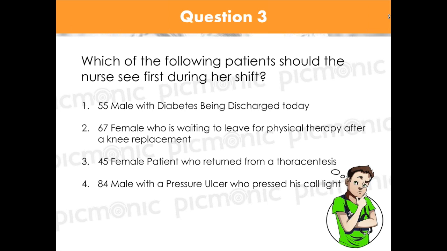Which of the following patients should the nurse see first during her shift? A 55-year-old male with diabetes being discharged today. A 67-year-old female who's waiting to leave for physical therapy after a knee replacement. A 45-year-old female patient who returned from a thoracentesis. Or an 84-year-old male with a pressure ulcer who pressed his call light. So which one?